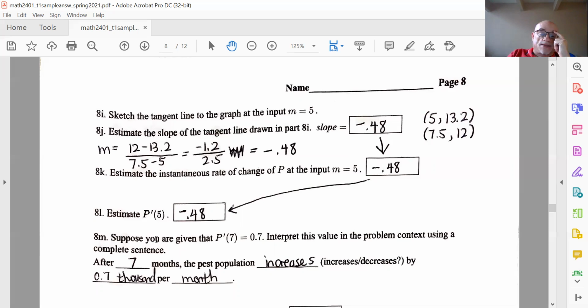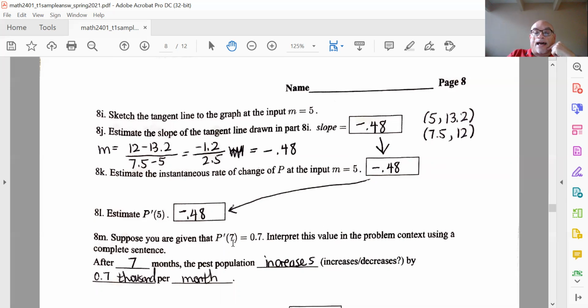Now in part M, let's see. Here, we don't have to calculate this instantaneous rate of change or this derivative. It's given to us. It says, suppose p prime of 7 is 0.7. Interpret this value in the context of the problem. So p prime of 7 is 0.7. What is that telling us?